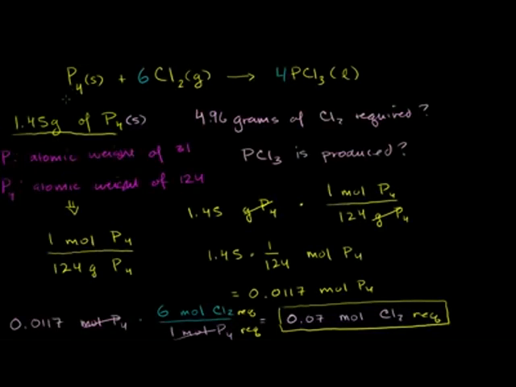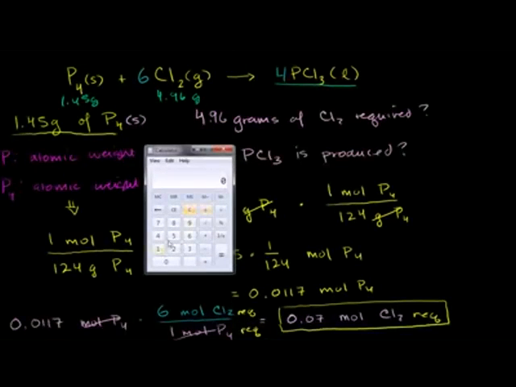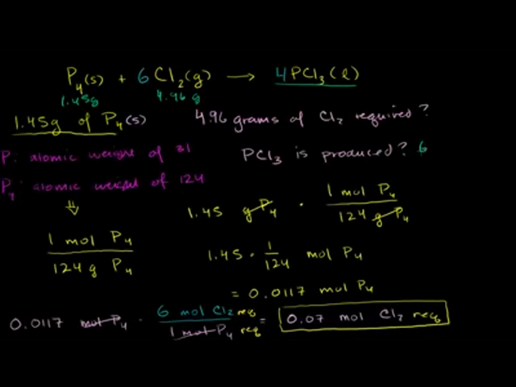We know that we have 1.45 grams of this reactant, and we have 4.96 grams of this reactant. So this product right here, which is the only product, must have a mass of our combined reactants, because it's going to react fully. So let's figure that out. We have 4.96, I'll just round, plus 1.45 is equal to 6.41 grams of phosphorus trichloride. 6.41 grams. And we're done.